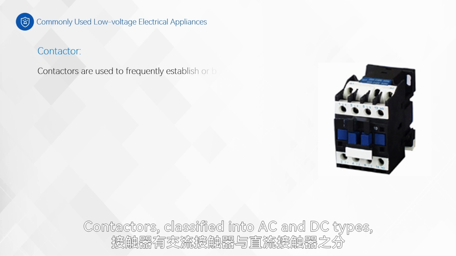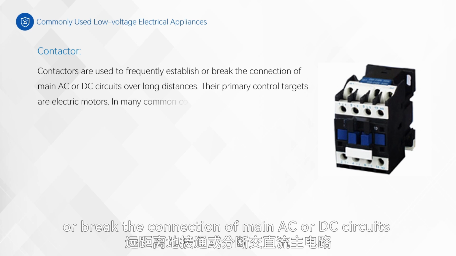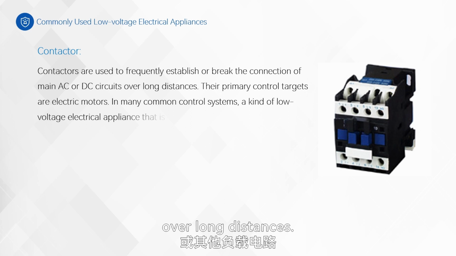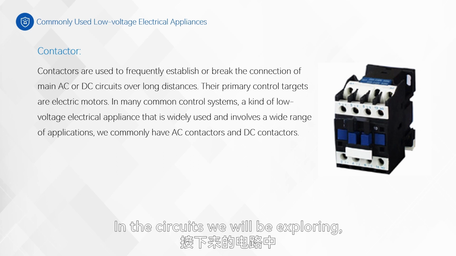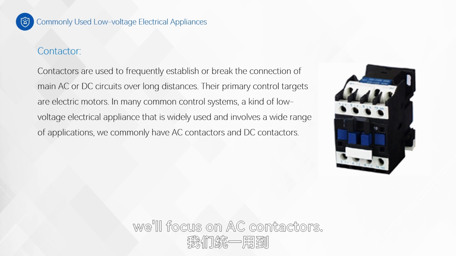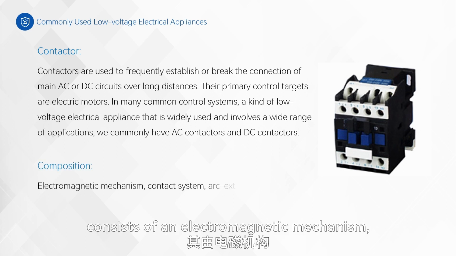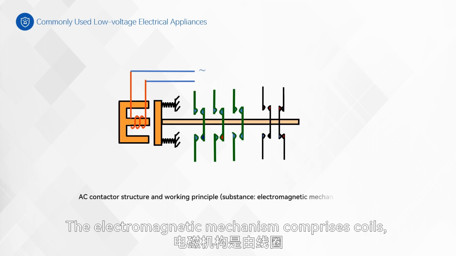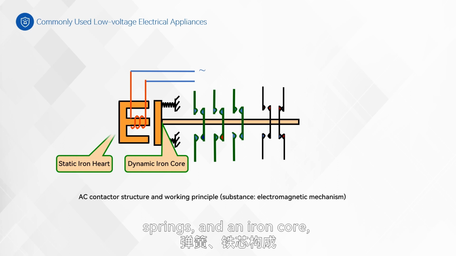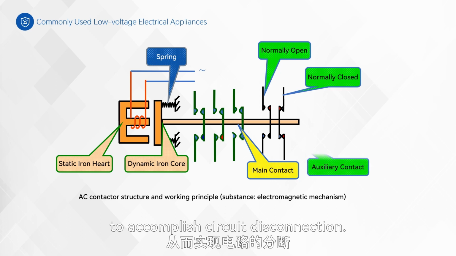Contactors, classified into AC and DC types, are used to frequently establish or break the connection of main AC or DC circuits over long distances. Their primary control targets are electric motors. In the circuits we will be exploring, we'll focus on AC contactors. An AC contactor consists of an electromagnetic mechanism, a contact system, an arc extinguishing system, and external structures. The electromagnetic mechanism comprises coils, springs, and an iron core, converting electromagnetic energy into mechanical energy to accomplish circuit disconnection.